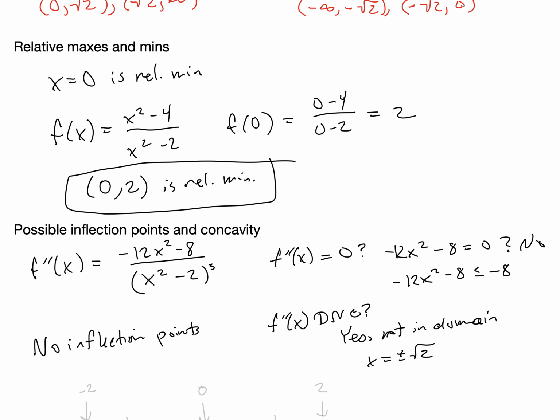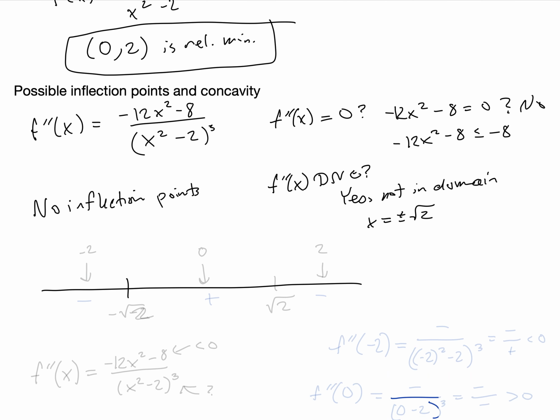However, the function may still change concavity at the discontinuities at x equals negative square root of 2 and x equals positive square root of 2. So let's look at the second derivative and test those points. We could test a point in between those values. We could test 0, we could test negative 2, and test positive 2 in the second derivative.